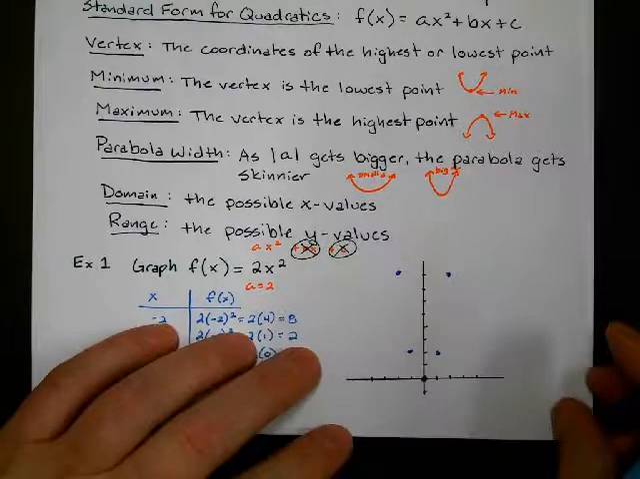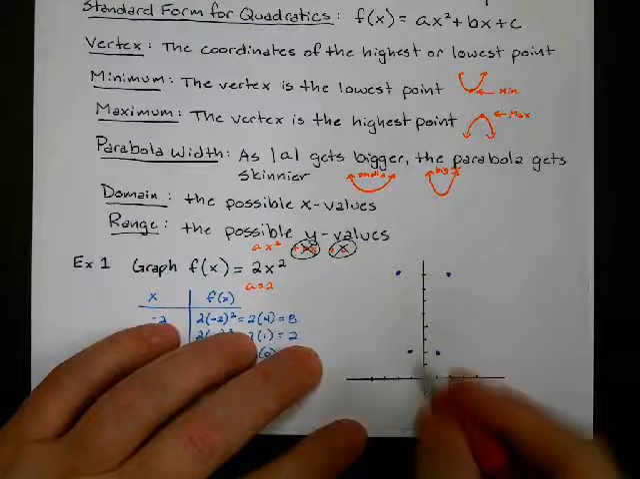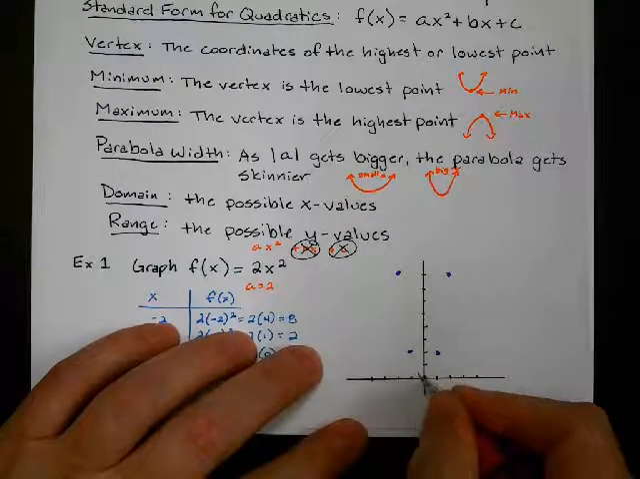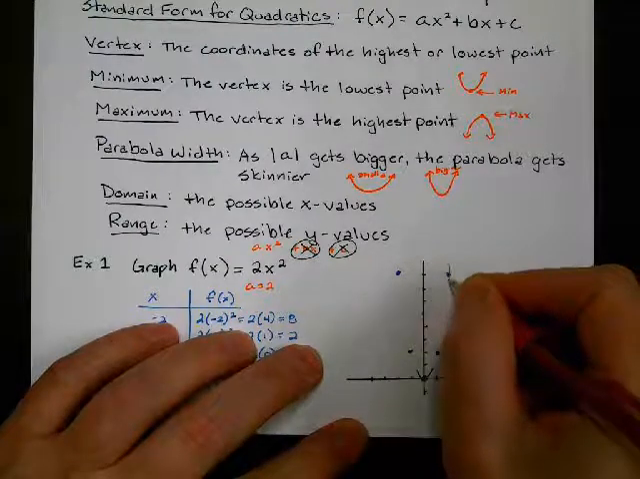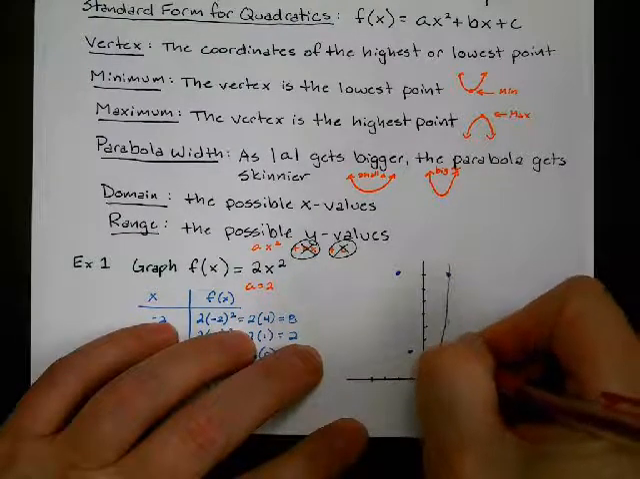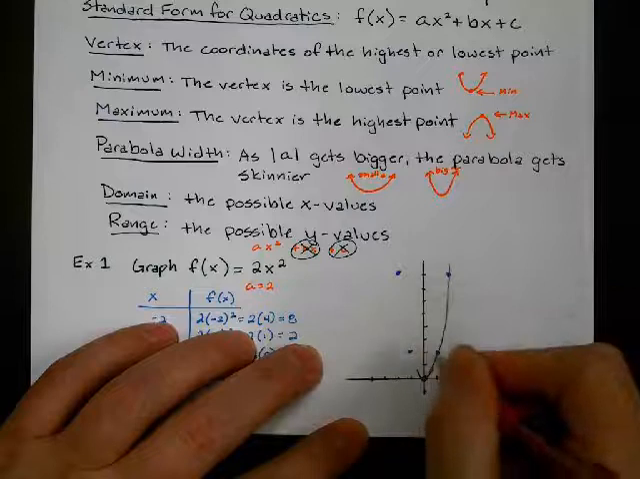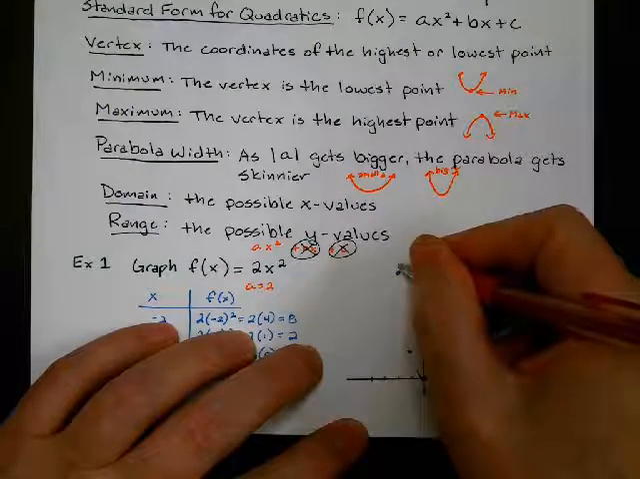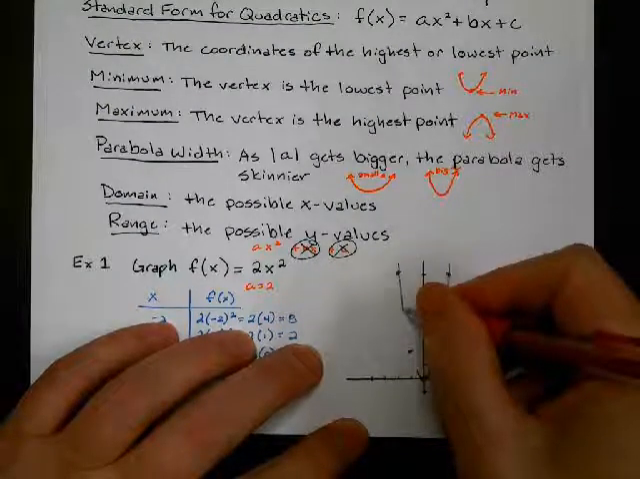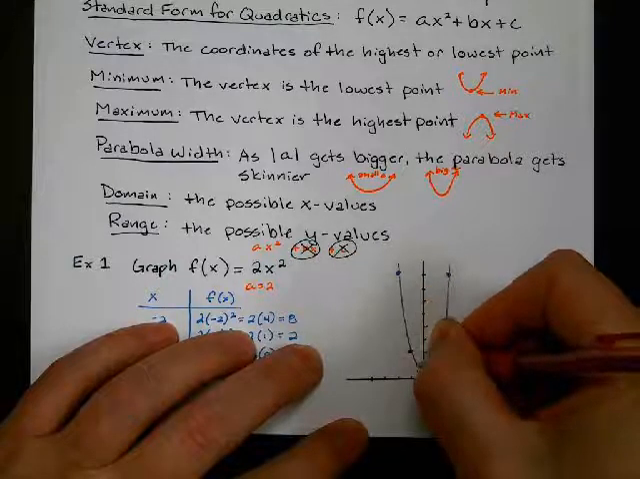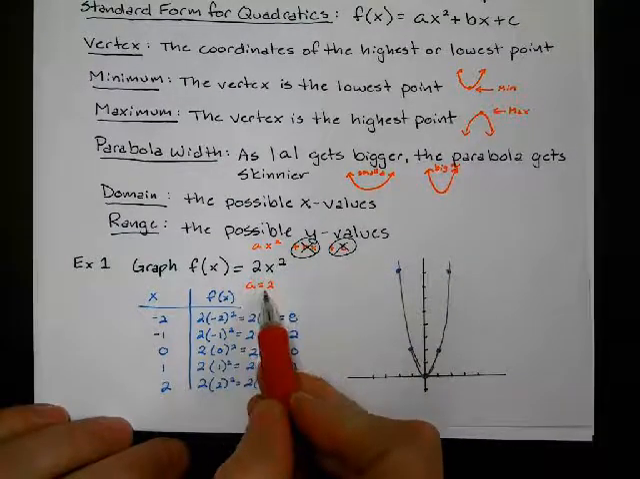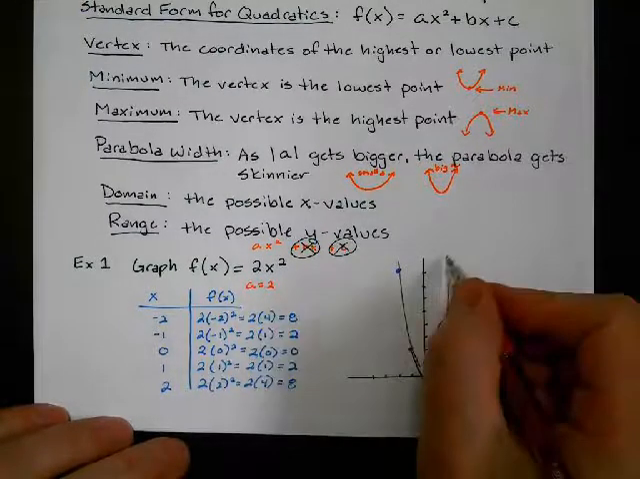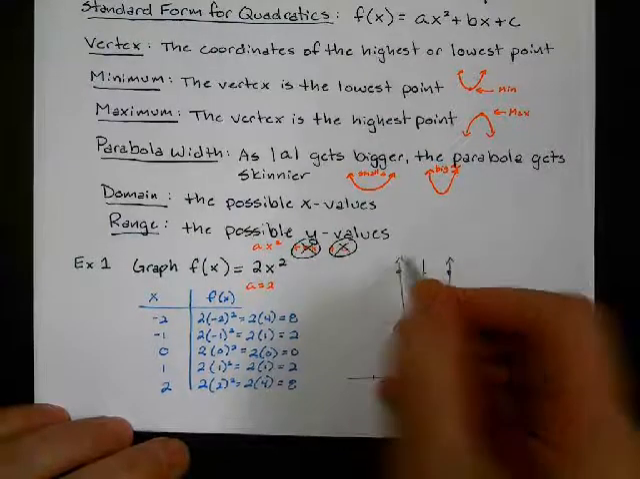I'm going to use a pencil so I don't mess this up. So this is a U shape. You may be asking yourself, well, why is it so narrow? Why is this one not spread out like you usually see U shapes? And the reason is because of that A value right there. That A value was 2. So when you have an A value of 2, it causes your parabola to be narrow. So there's not a lot of width right here.